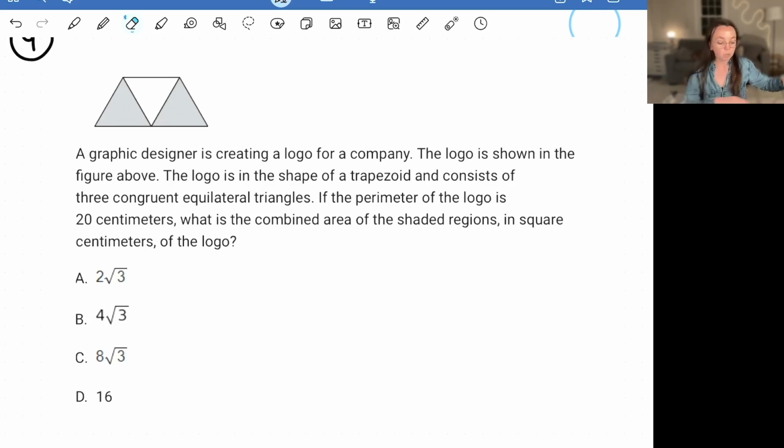So some things to note about this problem. The first thing is that these triangles are congruent equilateral triangles. Equilateral meaning each side of these triangles is the same length. Okay, they're all equal lengths.